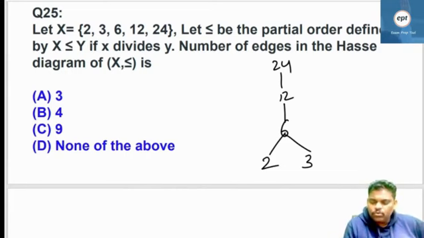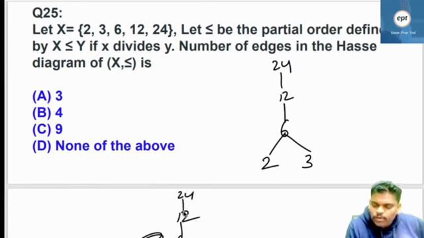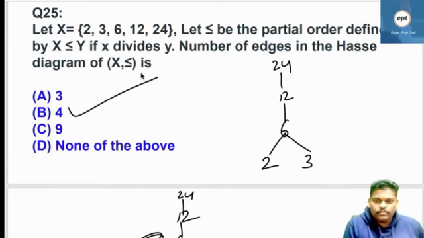See this one. First I took 2. Next I took 3. I kept in the new level, but it is not working. Then I kept in the same level. Next I took 6. I kept in the new level. Yes, it is working. I took next 12. It is working. Next I took 24. It is working. Can you see how many edges are there? The number of edges in the Hasse diagram is 2 plus 2, 4. So B.